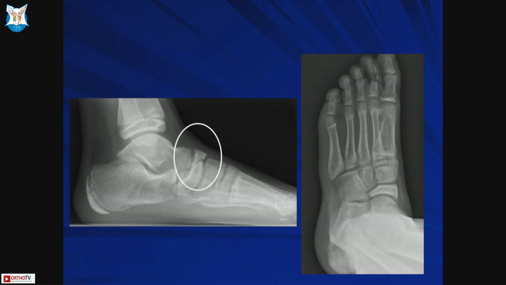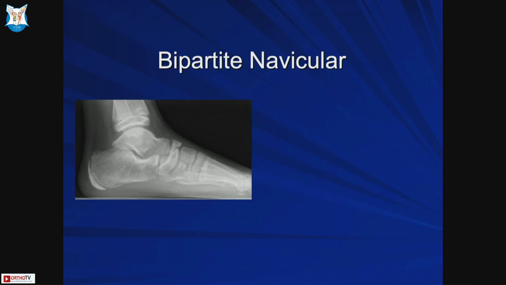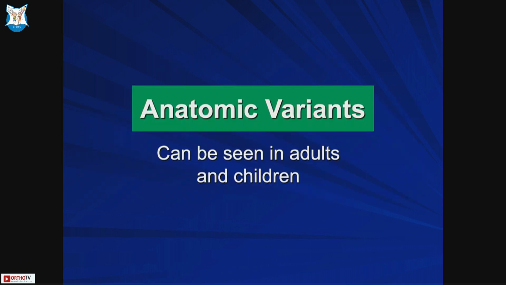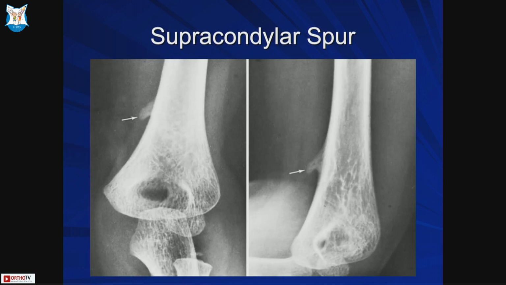How about this? What do you think this is? It is like the navicular in two parts. It's an entity called bipartite navicular, and most of the time this needs conservative treatment. If you try to fix it, there is a very, very high rate of failure. So you need to know what is a fracture and what is just bipartite. Anatomic variants can be seen in adults as well.